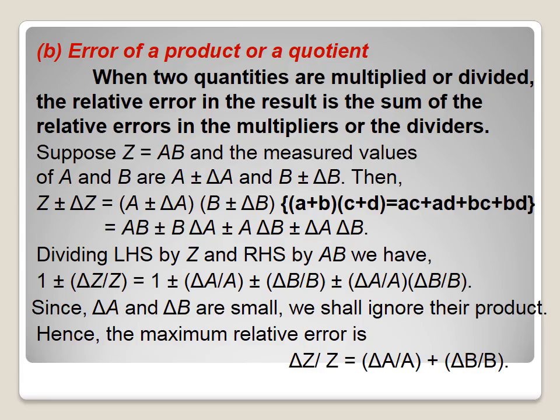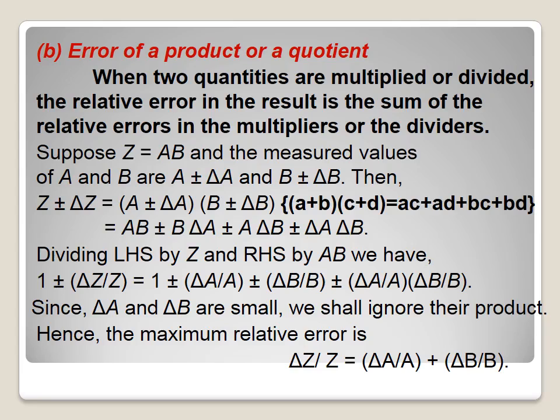Then Z plus or minus delta Z is equal to A plus or minus delta A into B plus or minus delta B. Here we have to use this mathematical property: A plus B into C plus D is equal to AC plus AD plus BC plus BD. Here the result is AB plus or minus B delta A plus or minus A delta B plus or minus delta A delta B.